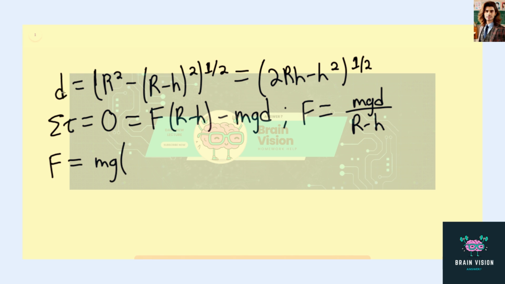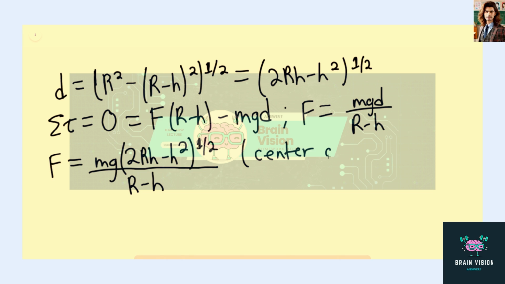Now we're going to substitute d into this equation. So we can say (2rh minus h squared) all to the 1/2 power, and then this is going to be divided by (r minus h). This would be the force at the center of the wheel.